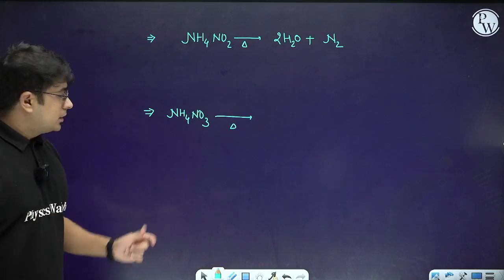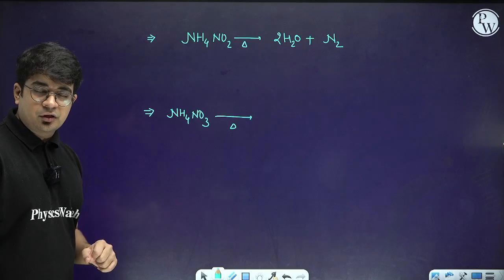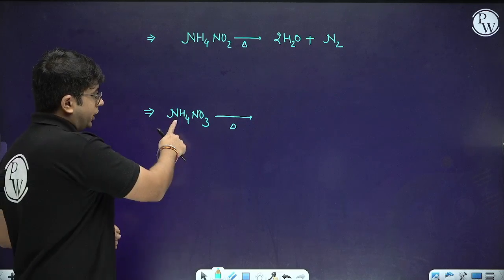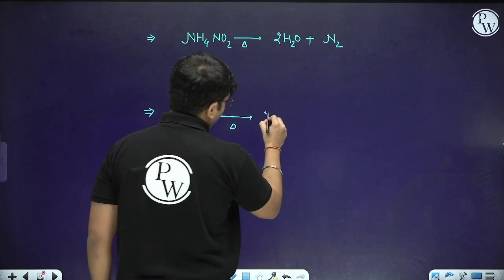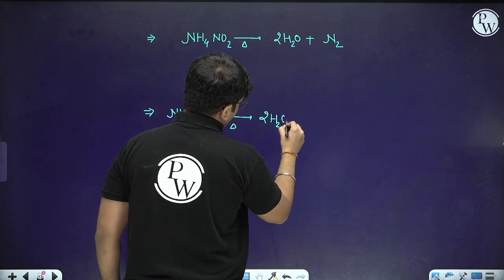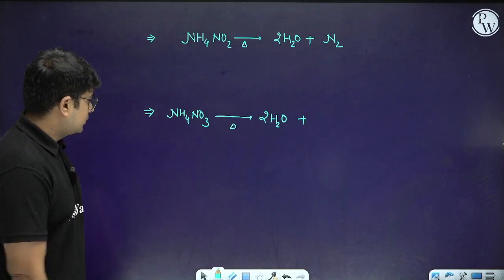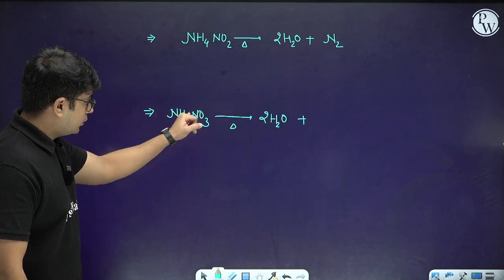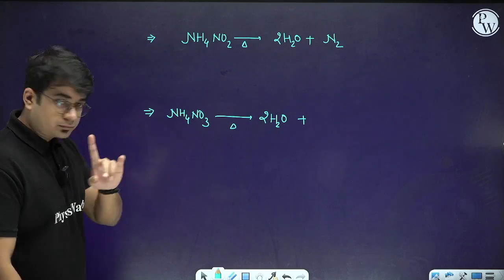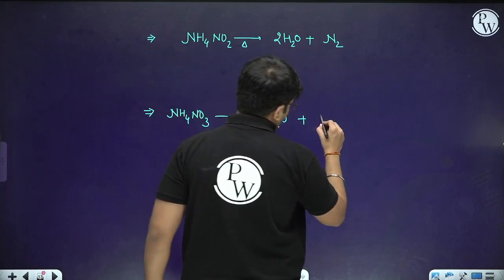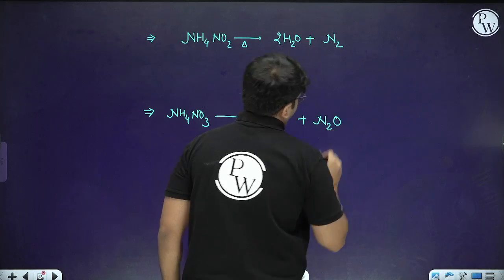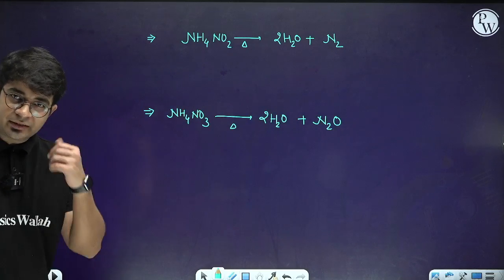Done. Next part, in case of ammonium nitrate, 4 hydrogens are there. You can remove 2 water molecules, 2H2O. Now the only thing which is left is 2 nitrogen and 1 oxygen. That will be N2O, and that's how you can predict the reaction.